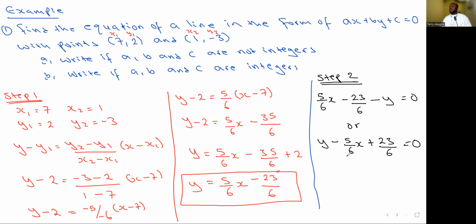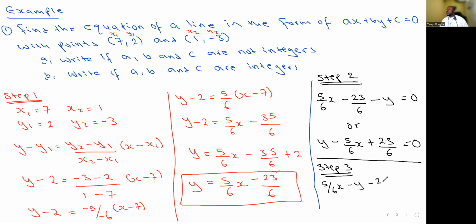Now, step 3, we need to write it in the correct format, okay? So step 3, if you look at this, for example, we are having this particular question, and we are meant to write it in the correct format of the standard form, which is ax plus by plus c. So that means the ax must come first. So the ax is going to be 5 over 6x. Then y must come next, minus y.